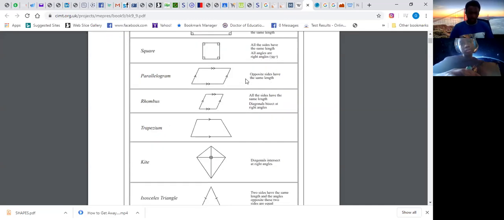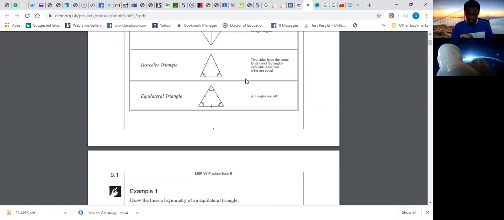Look at the trapezium. Nothing was written there. So what can you tell me about the trapezium? One pair of lines are parallel. Two sides are parallel. Just two sides are parallel for trapezium. You see that?